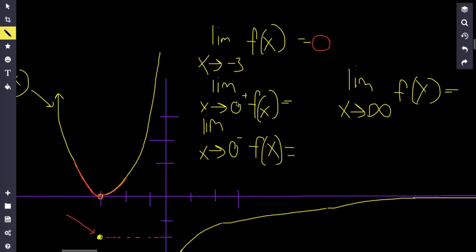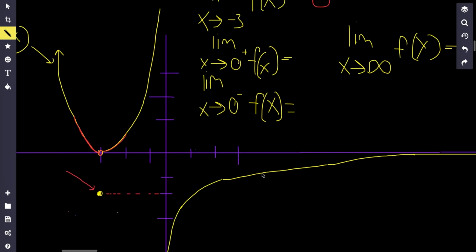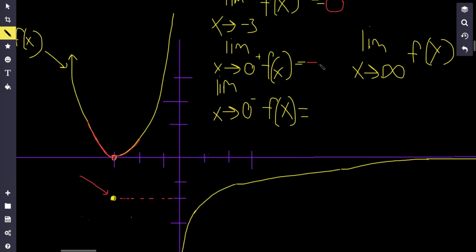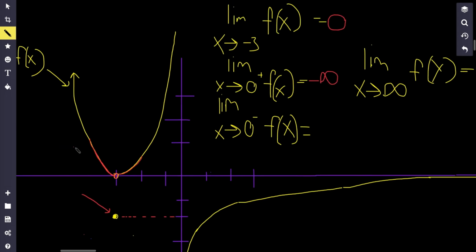The limit as x approaches 0 from the positive side. So as x approaches 0 from the positive side, the positive side is this region, we're approaching negative infinity. As x approaches 0 from the negative side, we're approaching positive infinity.